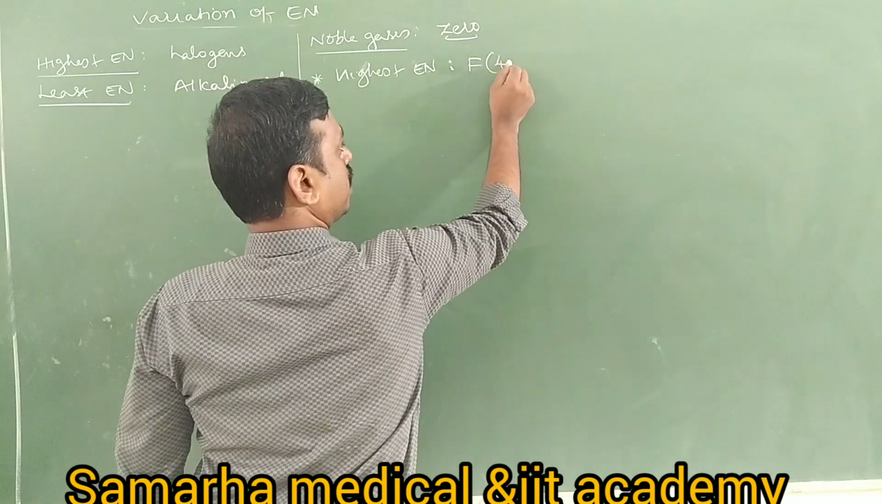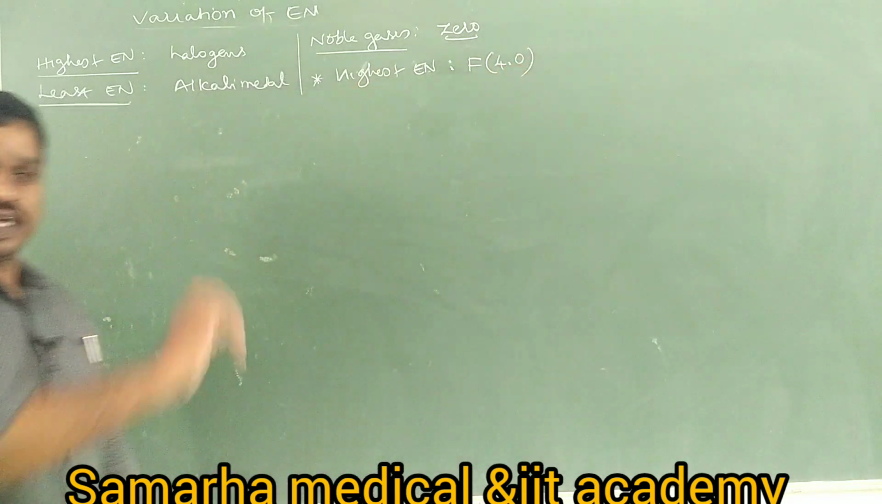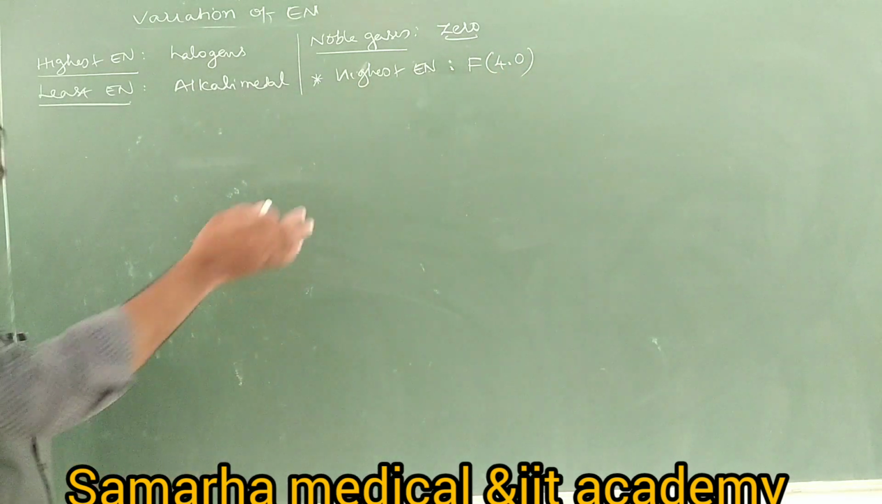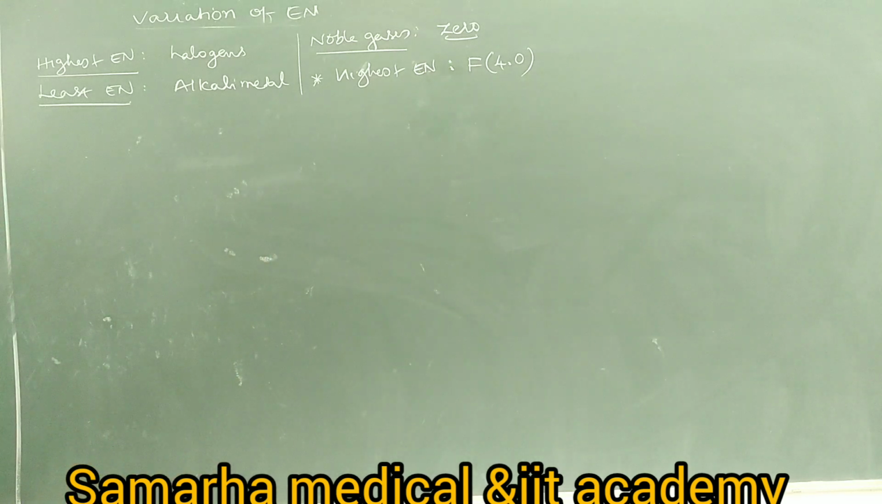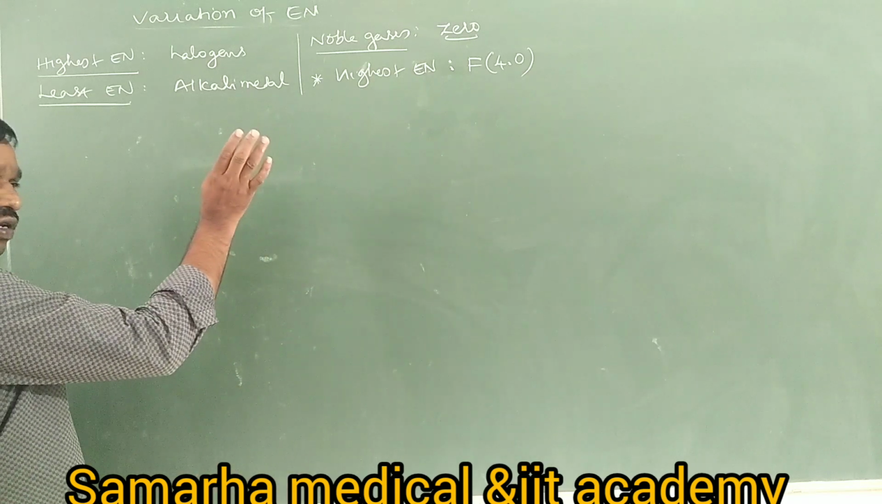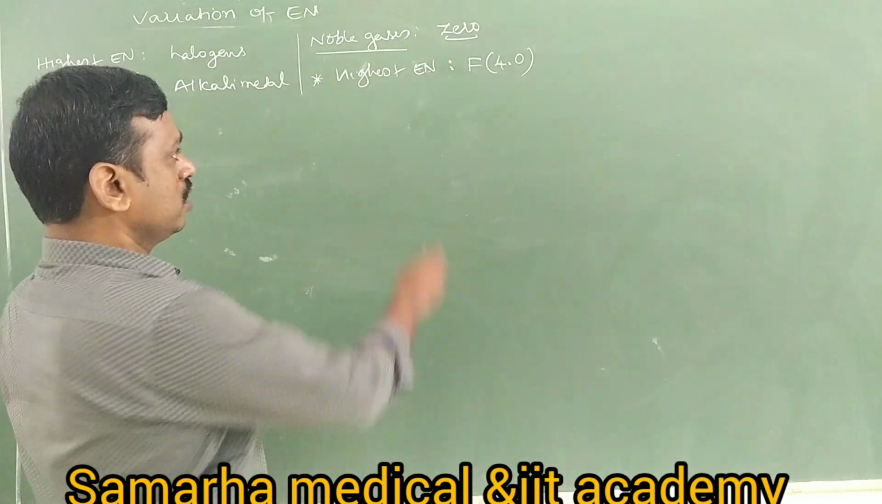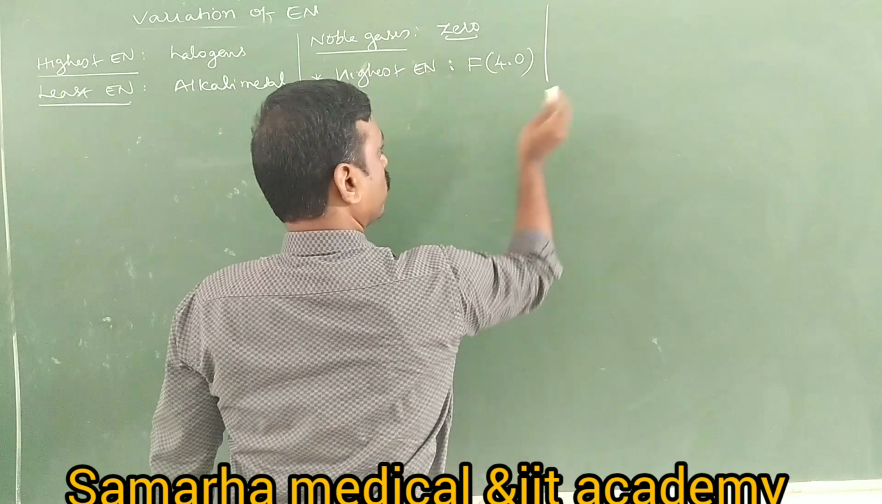It is 4.0 according to the Pauling scale. Whatever we are studying, it is the Pauling scale only. Because we have two scales, the Pauling scale and the Millikan scale, but we consider the Pauling scale only, right? The highest is fluorine.